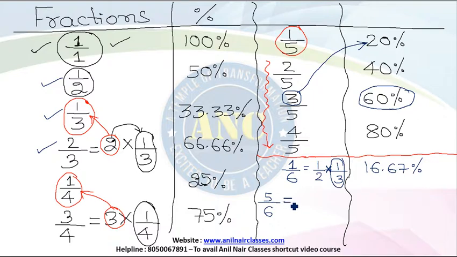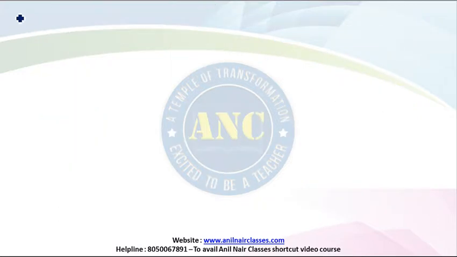Or 5 by 6 can also be written as 1 minus 1 by 6. 1 by 6 is nothing but 16.67. 1 is nothing but 100. 100 minus 16.67 is 83.33%. 5 by 6 value is how much? It is 83.33%. Next, I believe that this particular screen, every fraction is very clear for you people. Next values are very important fractions.